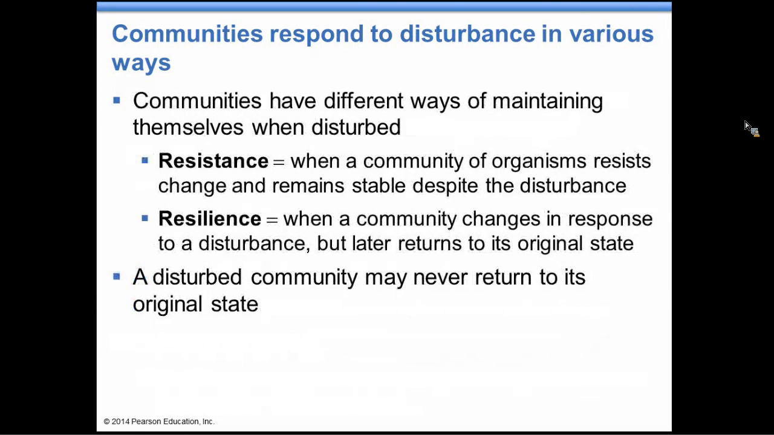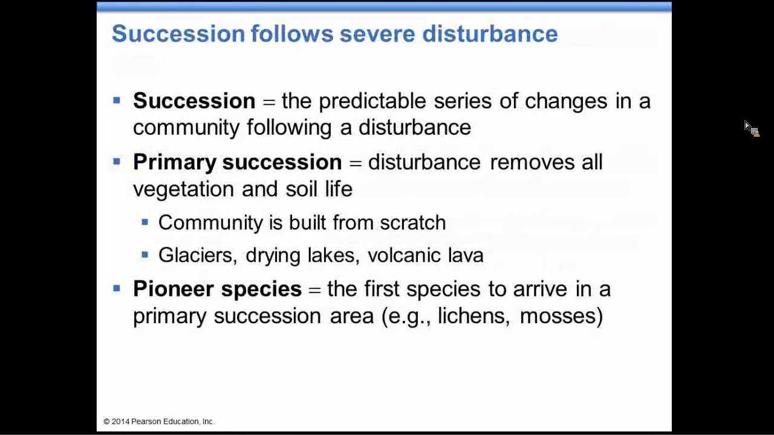And a community that resists change and remains stable despite this disturbance is said to show resistance to the disturbance. Alternatively, a community may show resilience, meaning that it changes in response to the disturbance but later returns to its original state. And then it's also entirely possible a disturbed community may never return to its original state.